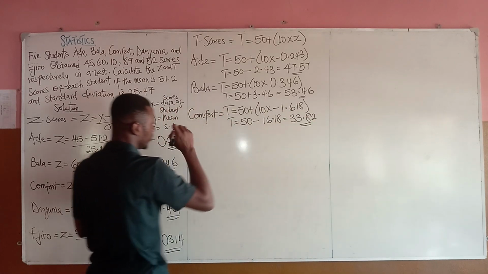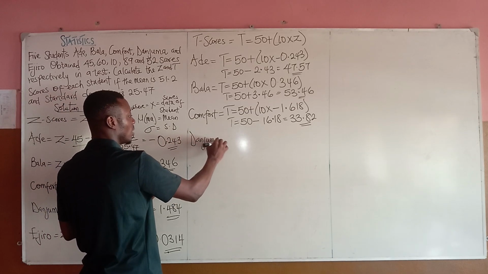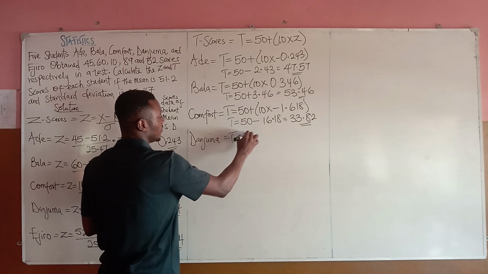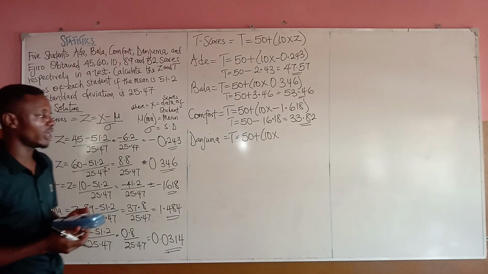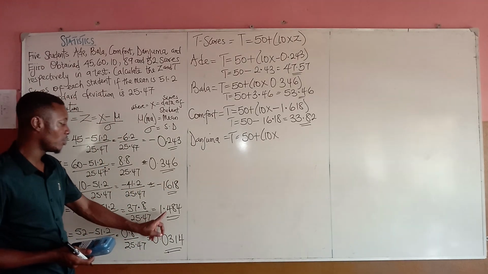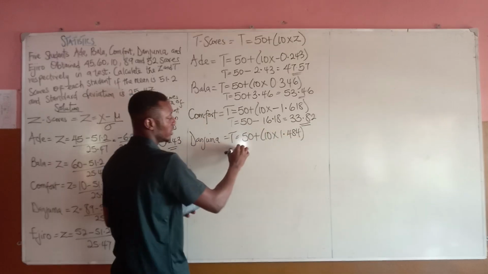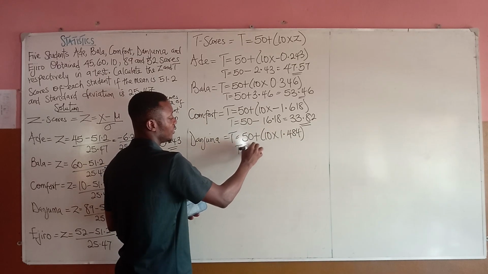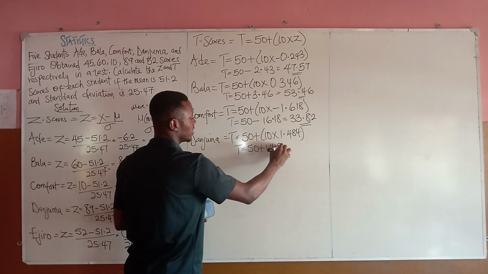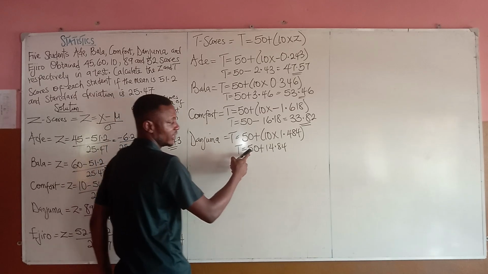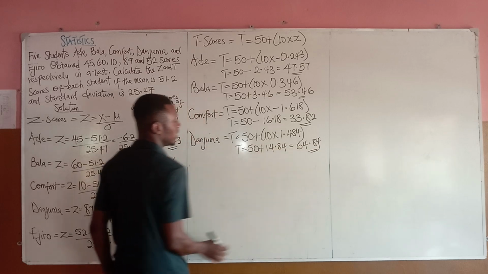That will give me 33.82. Now, the next student is Danjuma. Danjuma is going to have T equals 50 plus open bracket 10 multiplied by Danjuma's Z score. Danjuma's Z score is 1.484. Now this will bring us to T equals 50 plus 14.84. Now 14 plus 50 is 64, which is 64.84 as his T score.